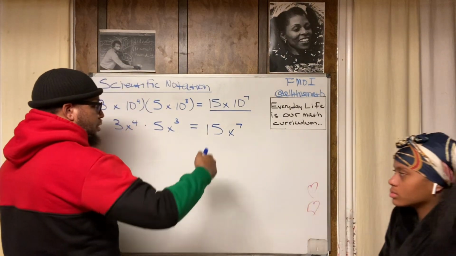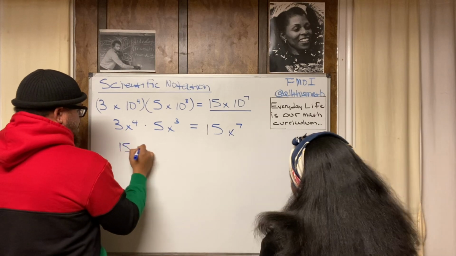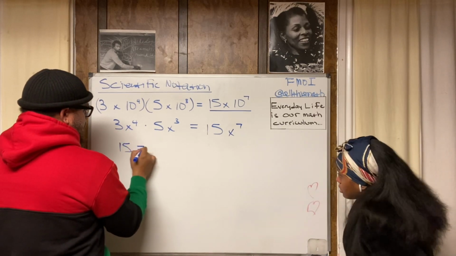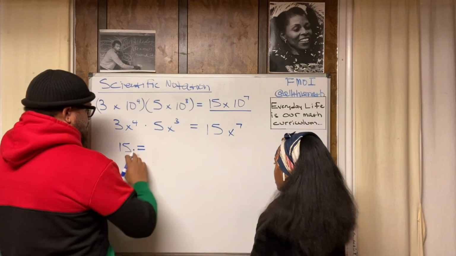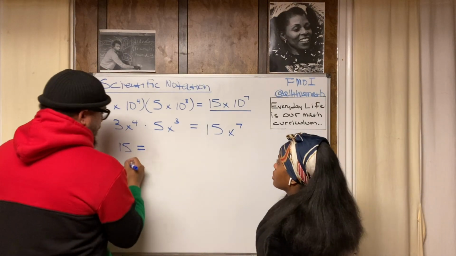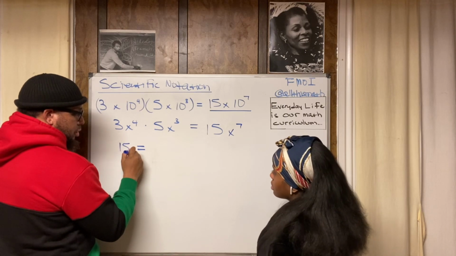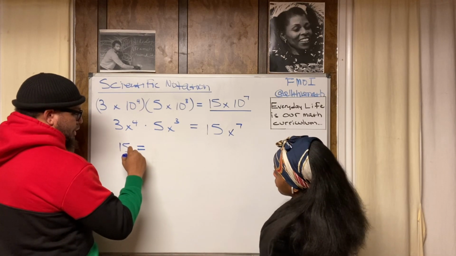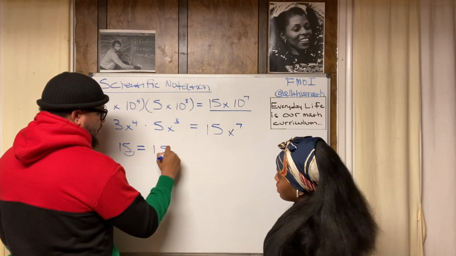Do you know how to change numbers in standard form into scientific notation? All right, I'm going to teach you a quick and dirty version. So 15 needs to be converted to a number between 1 and 10. 15 has an invisible decimal point right there. So you need to move the decimal point one space to the left. Now this 15 becomes 1.5.